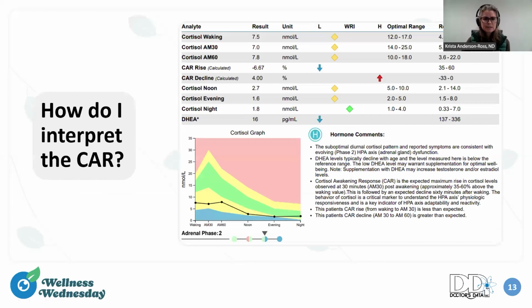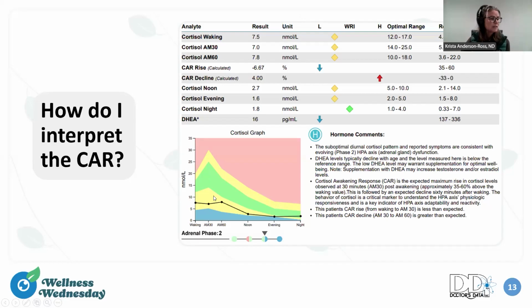So how do you interpret the CAR? In this example, it's a little confusing because you see that the rise is low and the decline is elevated. What does that mean? So the rise, again, if you look at the green shaded area, that's telling you where you should be focused. The rise should be at the AM30, right? So in this case, the rise is between the 30 and the 60. So the rise is low.